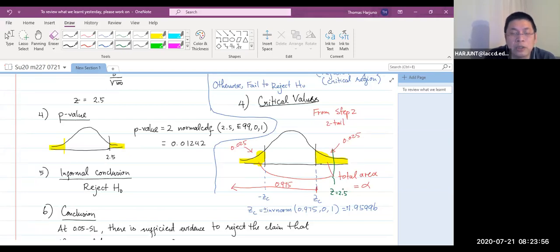You will see that step 4, either the p-value method or the traditional method, will always come up to the same conclusion. But like what I said before, the p-value method is used a lot more frequently recently.